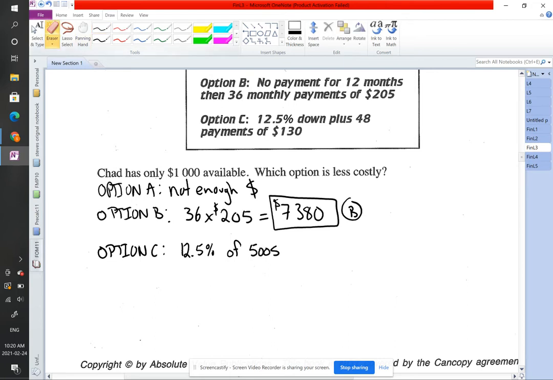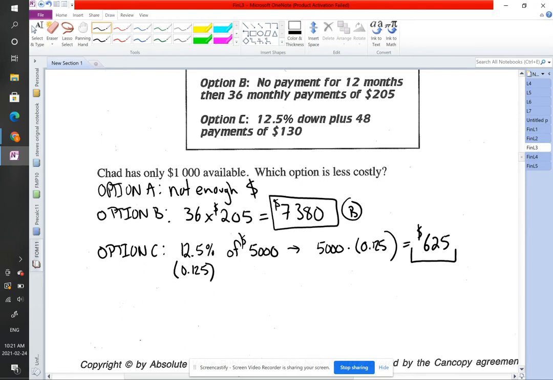That's not 5,000. So in order to do that, we want to multiply 5,000 by our percent as a decimal, 0.125. So 5,000 multiplied by 0.125 is going to be $625. So that means 12.5% down means you have to pay that right away. That's your down payment. So with option C, you have to pay this right away, which he can do.